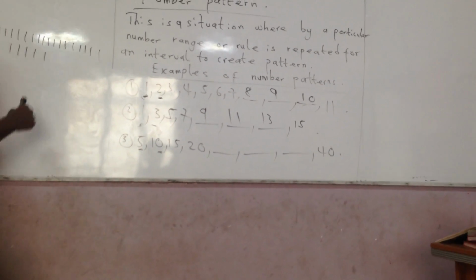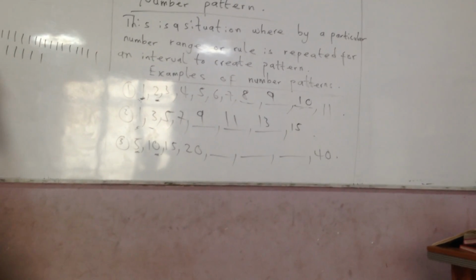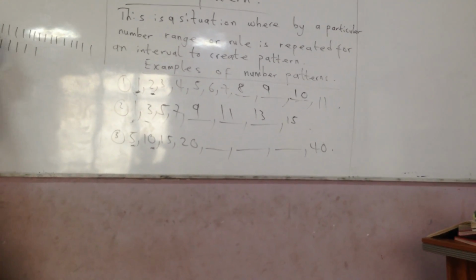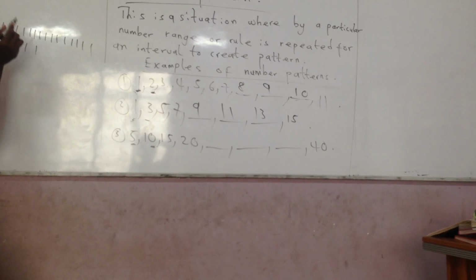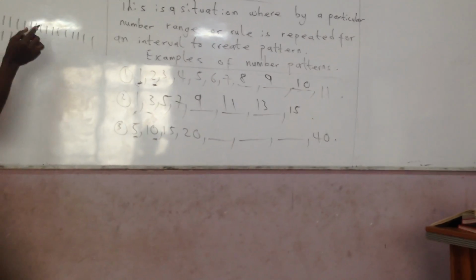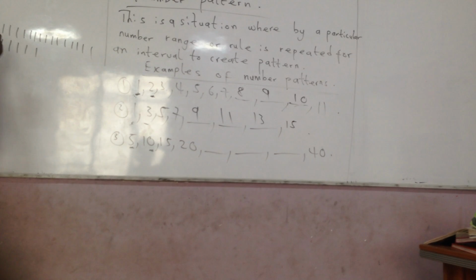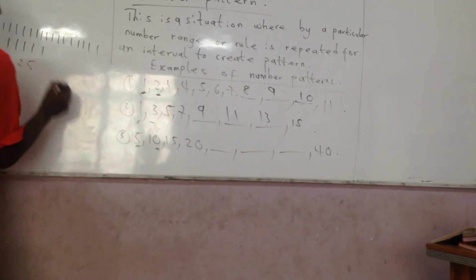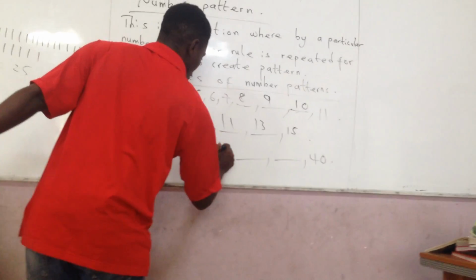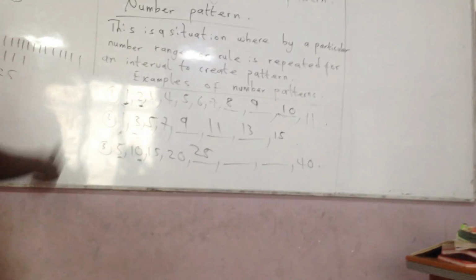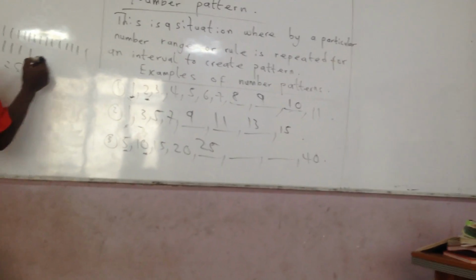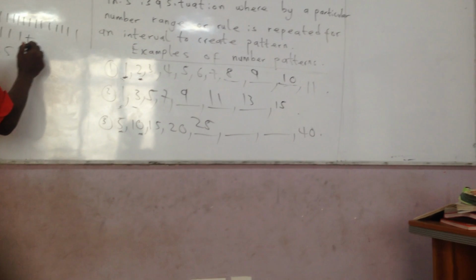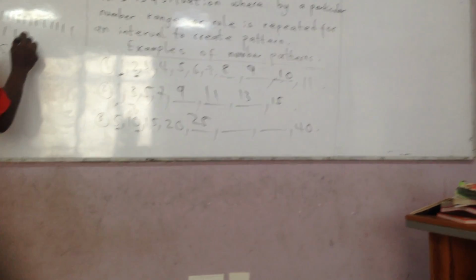Because the rule that we had was 5. So let's count all together: 1, 2, 3, 4, 5, 6, 7, 8, 9, 10, 11, 12, 13, 14, 15, 16, 17, 18, 19, 20, 21, 22, 23, 24, 25. So we have 25. So this side is 25. And we are adding 5 to it. 25 plus 5.